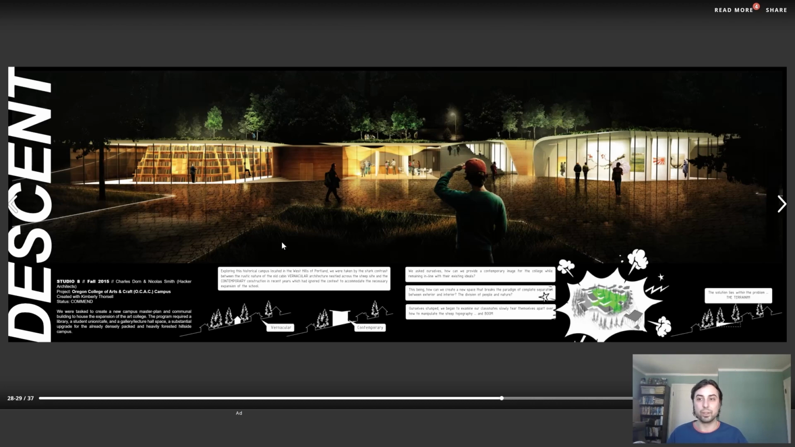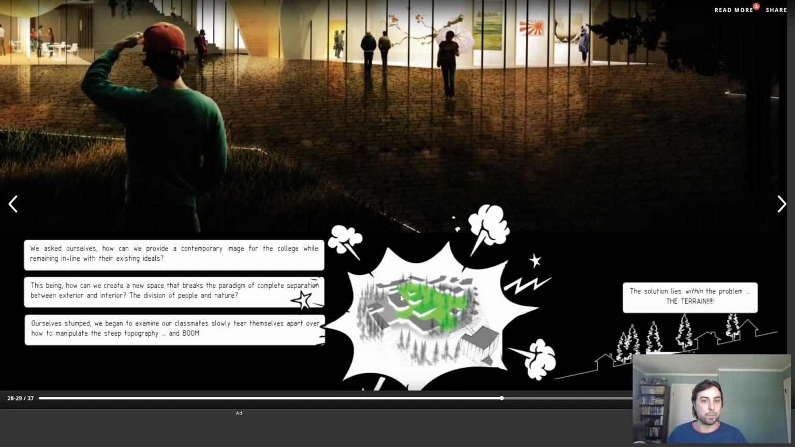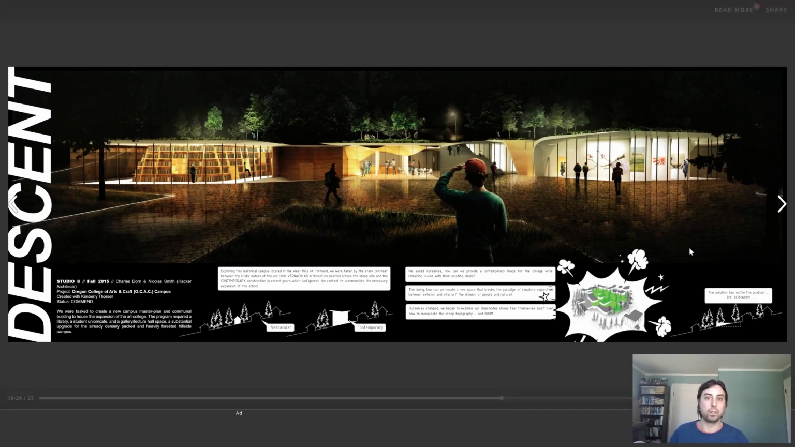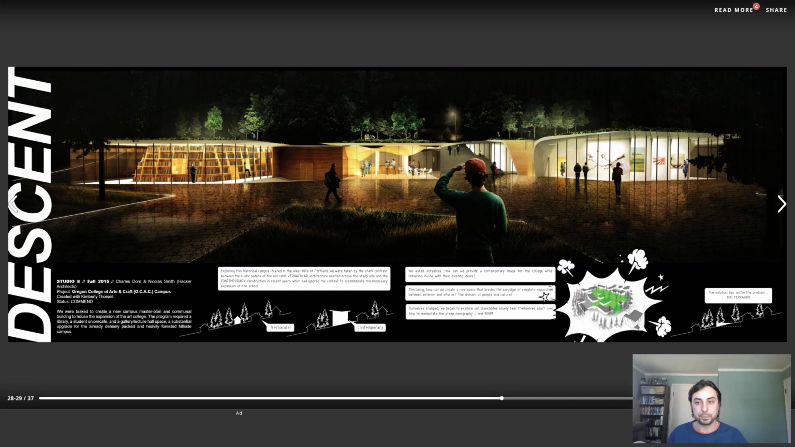This is at the University of Oregon, done with my friend Kimmy. This is for the Oregon College of Arts and Crafts, which is a small art school in the hills, and we were proposing a new space, which included a library, a cafe, and a gallery. We set it into the hills, very embedded within the terrain to reduce its impact on the forested environment around it.